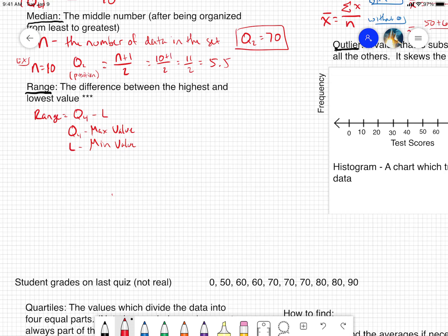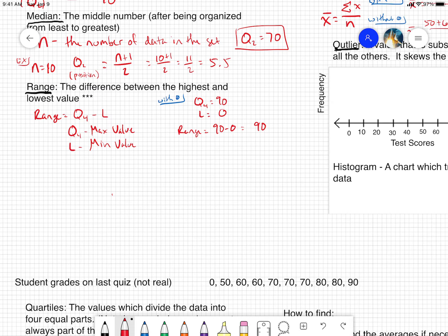And to show you how outliers really massively affect the data, we're going to look at what's the range with 0 in it. Well, the range with 0 in it: my highest value is 90, but my lowest value is 0. So my range will be 90 minus 0, which is 90 units.